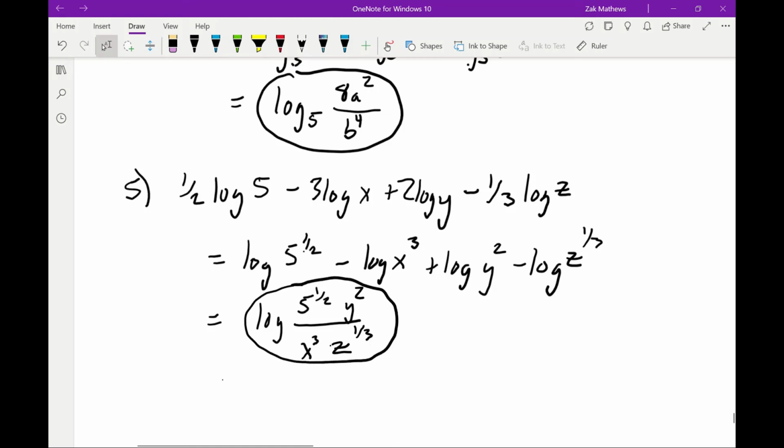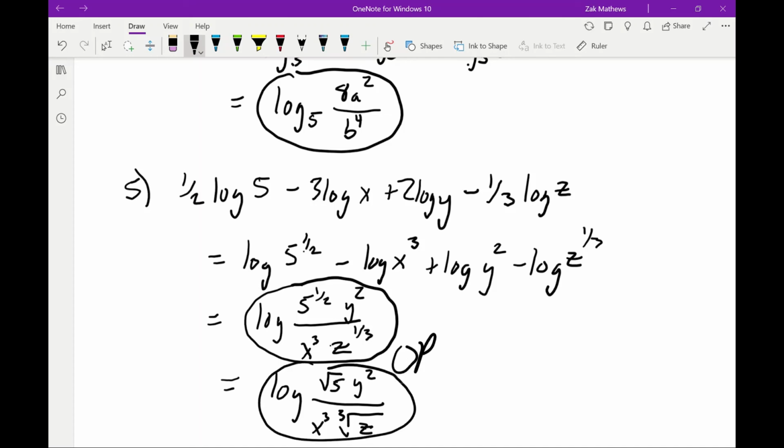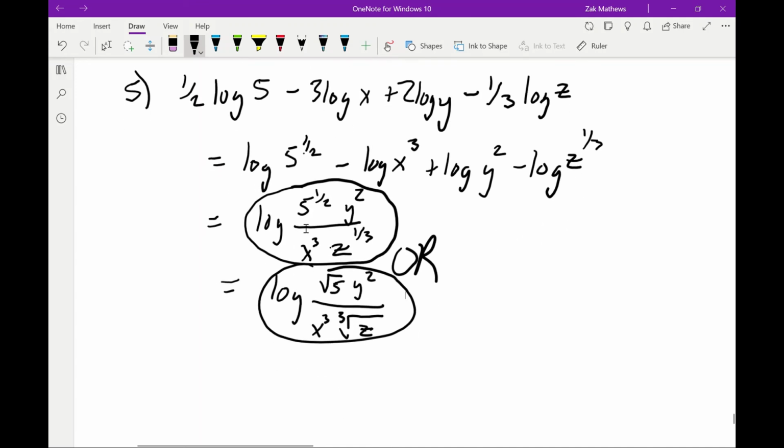This is perfectly fine. Another way that you could write this is the square root of 5, y squared, over x cubed times the third root of z. Either of these is fine, okay? You do not have to write those fractional exponents as radicals. You can leave them just as they were.